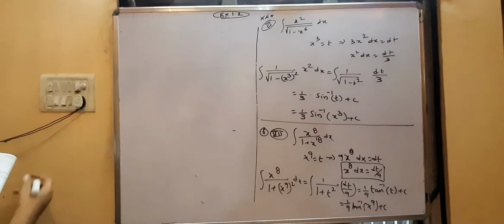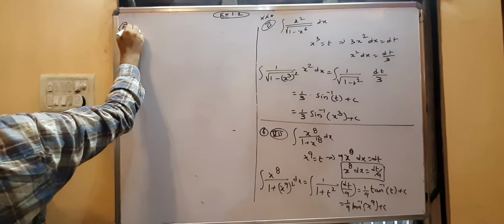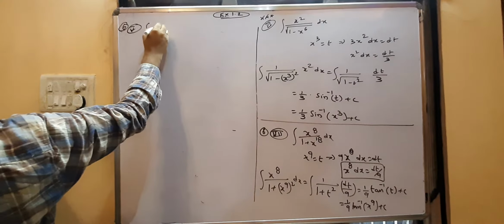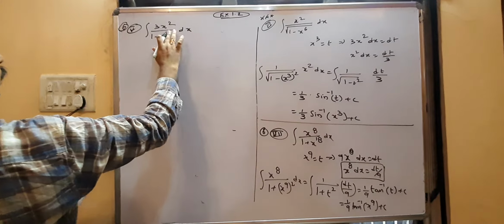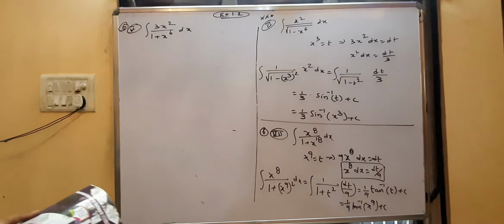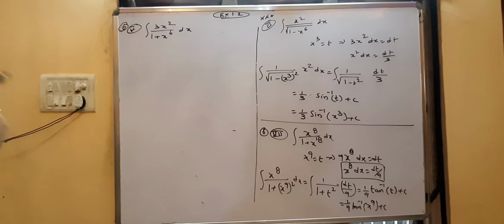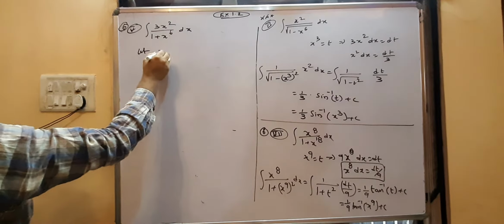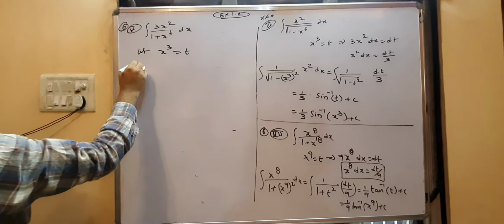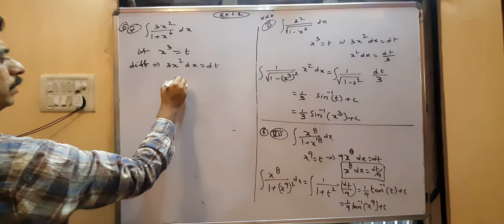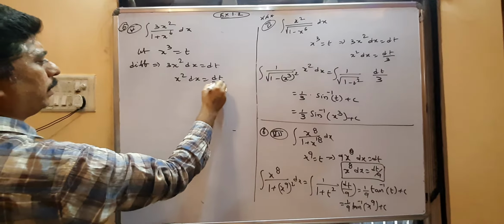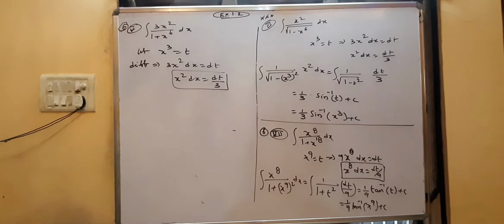The same model, we have one more. 6th question, 5th bit. Integral 3x square by 1 plus x power 6 dx. In the denominator x power 6, but numerator 3x square. In the 6, what is half of the value? 3. Very good. So take x cube equal to t. Let x cube equal to t. You have to differentiate it: 3x square dx equal to dt. Then x square dx equal to dt by 3.